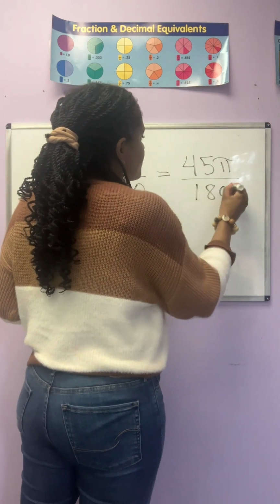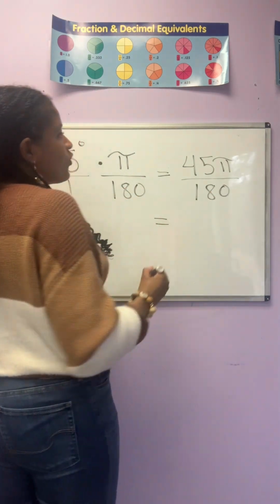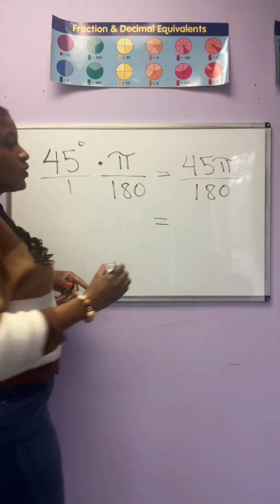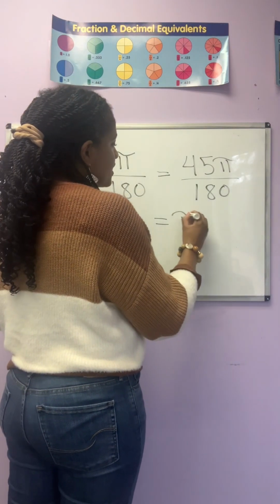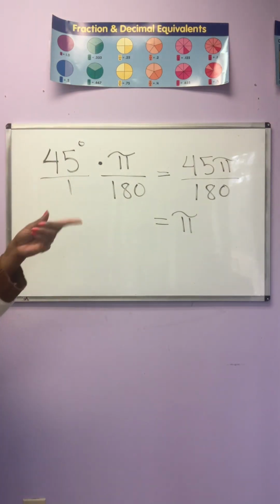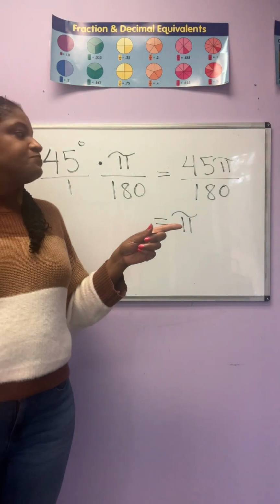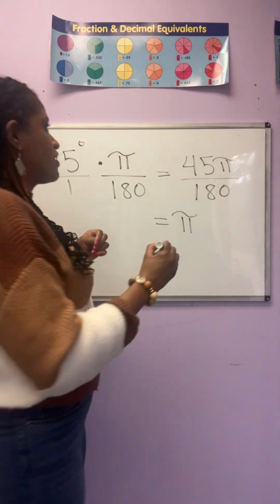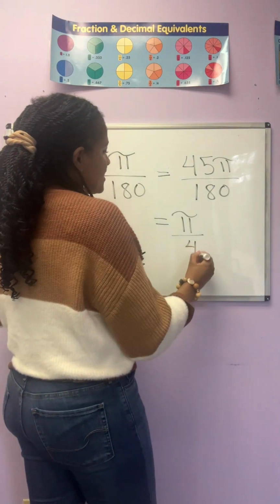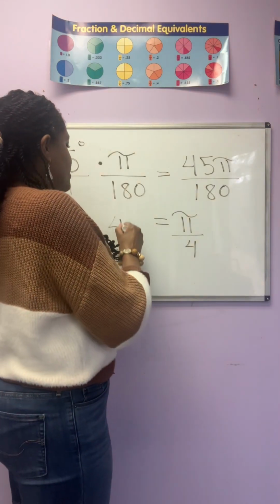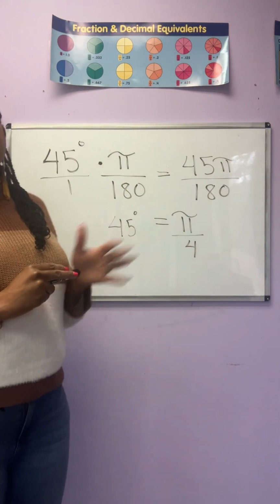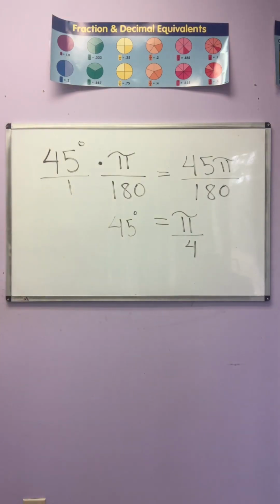So 1 times 180 is 180. Now we're going to want to simplify this fraction. So 45 divided by 45 is 1. That's just the greatest common factor I'm doing here. And 180 divided by 45 is 4. So that means a 45-degree angle in radian is written as pi over 4. That's the most common way you'll see it written.